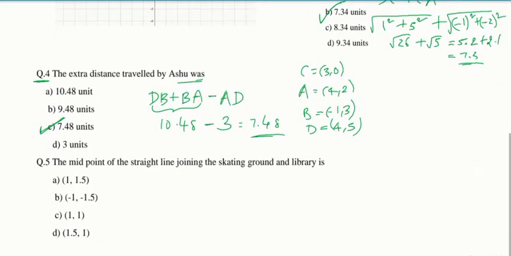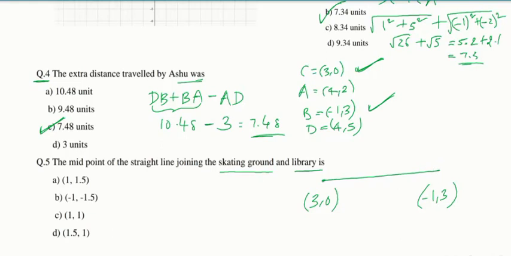So question number 5. The midpoint of the straight line joining the skating ground and library. What is skating ground? Skating ground is C. Library is nothing but B. They are asking the midpoint of the line joining them. So 3, 0 and minus 1, 3. They are saying the midpoint of this line segment.